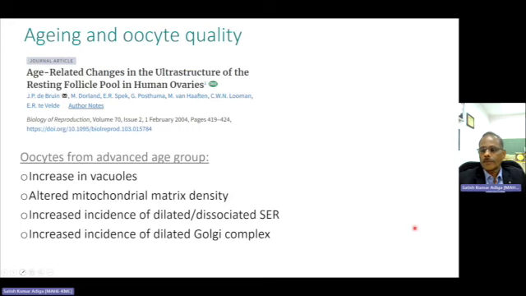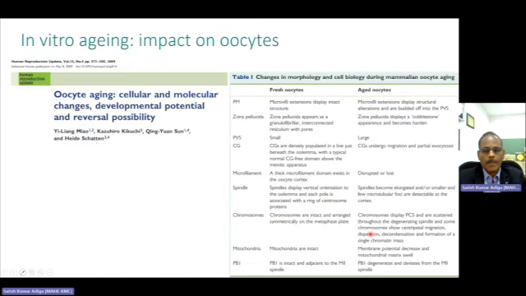Next, I will take you through the impact of patient-related factors on oocyte quality. We all know that aging affects female fertility by reducing ovarian reserve, and the number of oocytes gradually decreases over time. But apart from oocyte number, aging can also affect oocyte quality. Specifically, aged oocytes have increased vacuoles, altered mitochondrial matrix density, an increased incidence of dilated or dissociated smooth endoplasmic reticulum, and an increased incidence of a dilated Golgi complex.